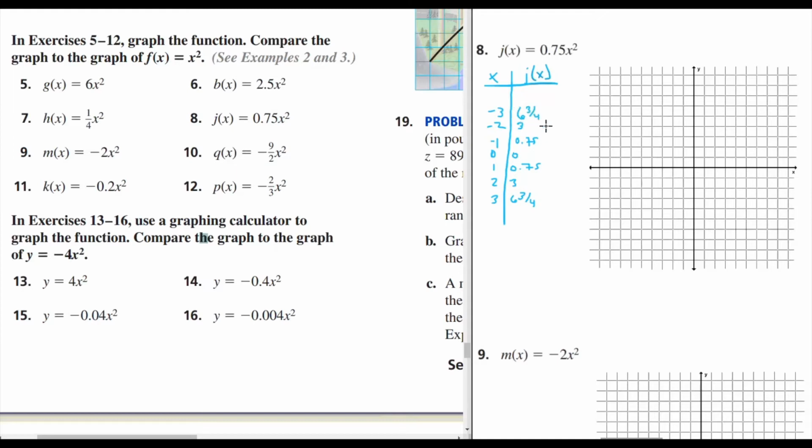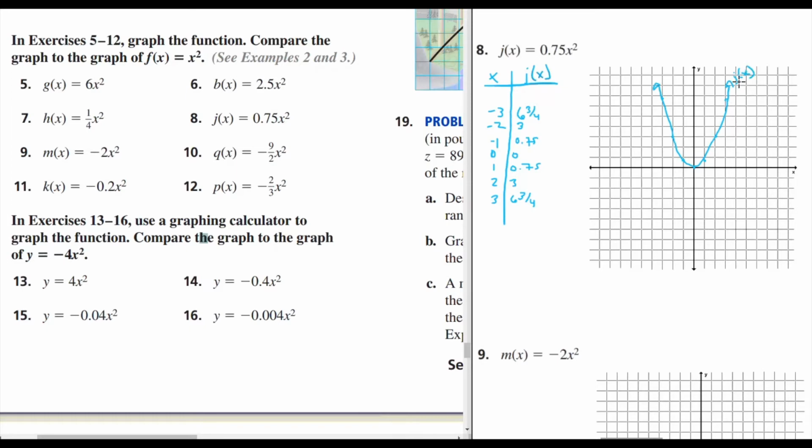All right, so going to graph those. 0, 0. 1, 0.75, again, just approximately 3/4 of the way up. Negative 1, 1 3/4, or negative 1, 0.75. 2, 3, negative 2, 3. 3, 1, 2, 3, 4, 5, 6 3/4, and negative 3, 6 3/4. And again, it should be that parabola, that U shape. So this looks good. And this is j of x.